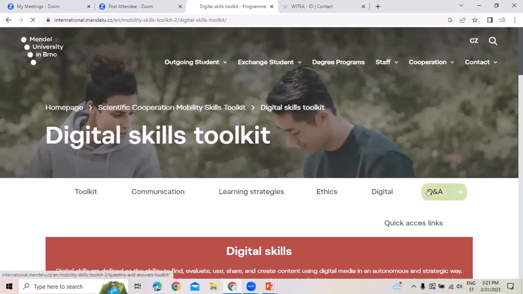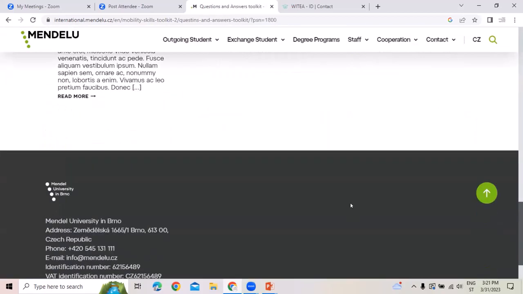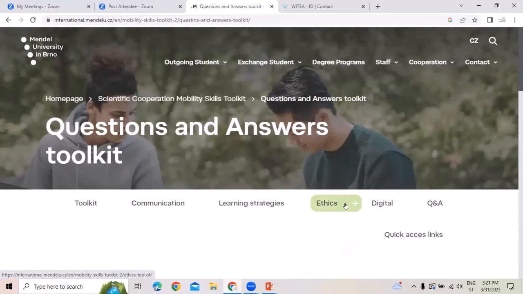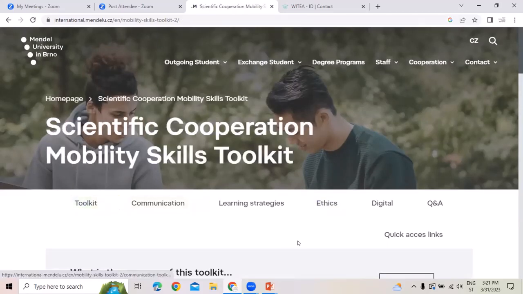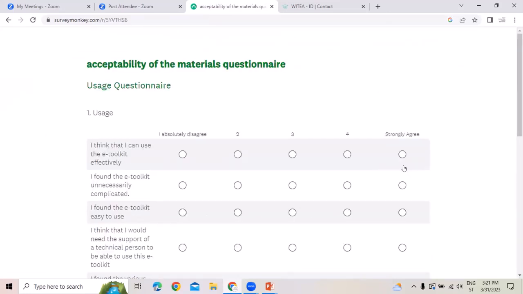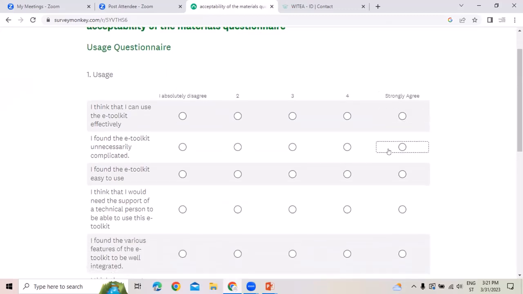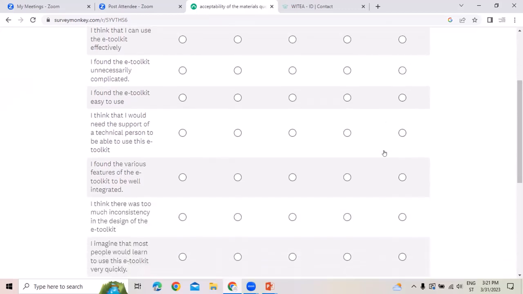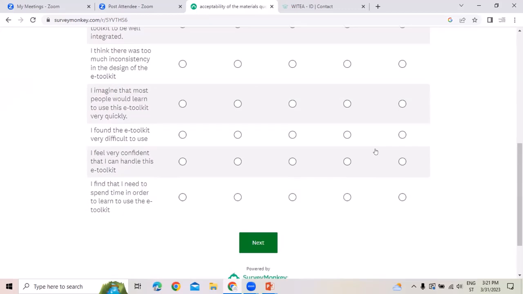We have also developed a little evaluation questionnaire. Where is it? In the toolkit. Ah, here it is. Acceptability of the materials. So this is a comment that will be part of the education for the student, how to use this. We will ask all students or all staff members who use this toolkit to please evaluate it for us. Give us an idea what is good and what is not good.